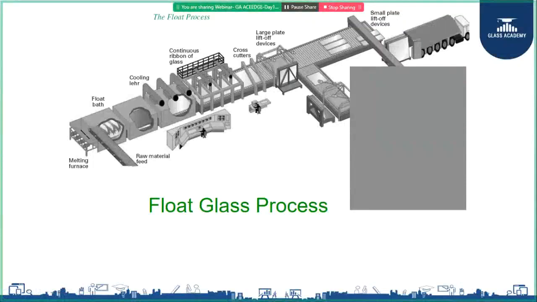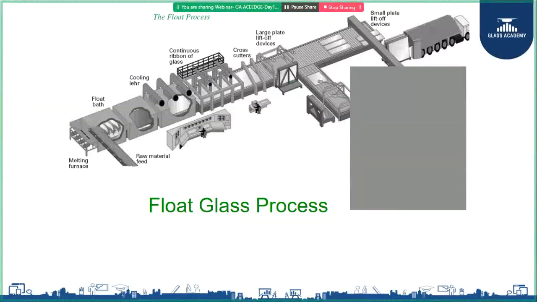This molten glass then moves on to the next stage, which is called the float bath. Everyone will be wondering why it is called float glass, right? Inside this float bath, we have a bath of molten tin, which has a higher density than the molten glass. So what happens? The molten glass will float on the molten tin because it has a lower density, and it forms a natural thickness of approximately 5.5 mm.